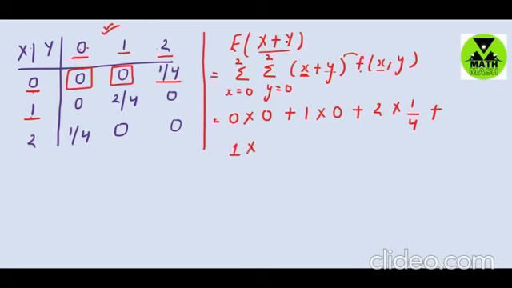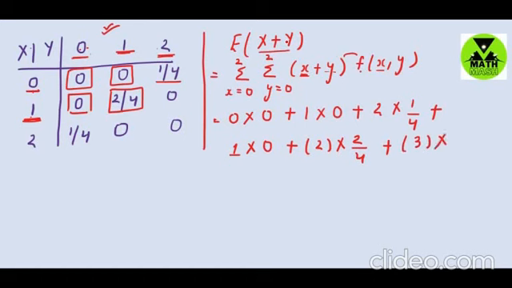Their corresponding joint probability mass function is 0. So this is 0. Plus when x is 1, y is 1, and their corresponding joint probability mass function is 2 by 4. So 1 plus 1 is 2, and this is multiplied by 2 by 4. Then we have x is 1, y is 2. So 1 plus 2 is 3, multiplied by their joint probability mass function, which is 0.